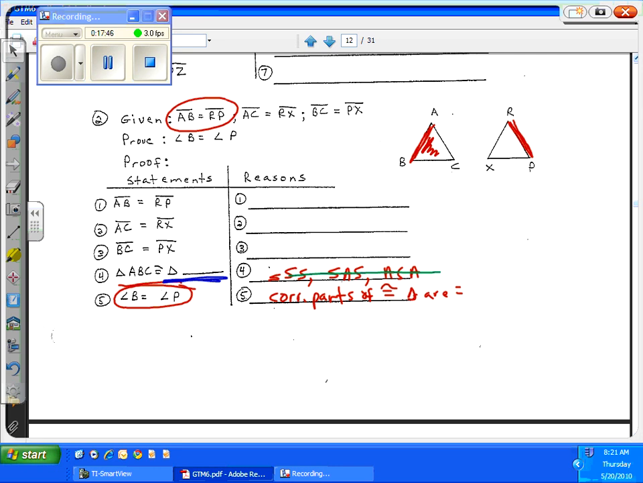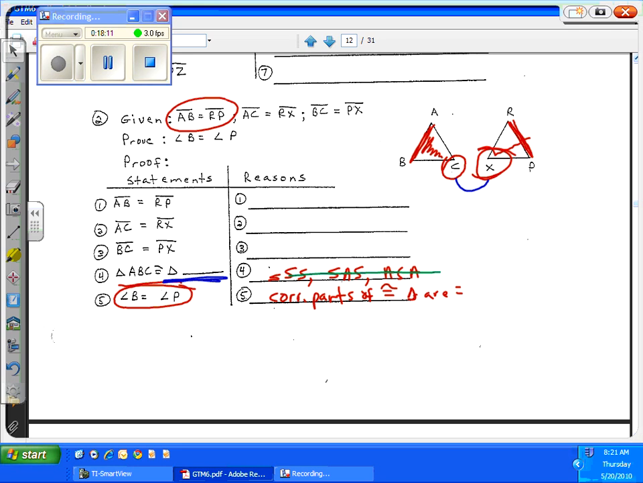If AB is equal to RP, then the angle opposite AB, which is angle C, would go with the angle opposite RP, which is X. If you first look at that, you might have the tendency to want to say that A is equal to R and B is equal to X and C is equal to P because they're top, top, left, left, bottom, right, right. But that's not the case.